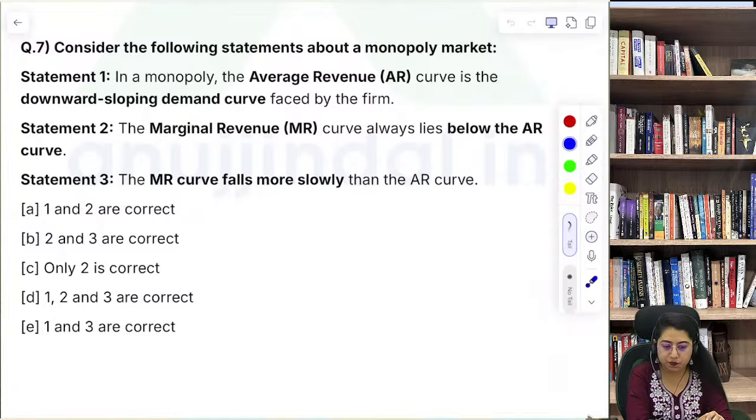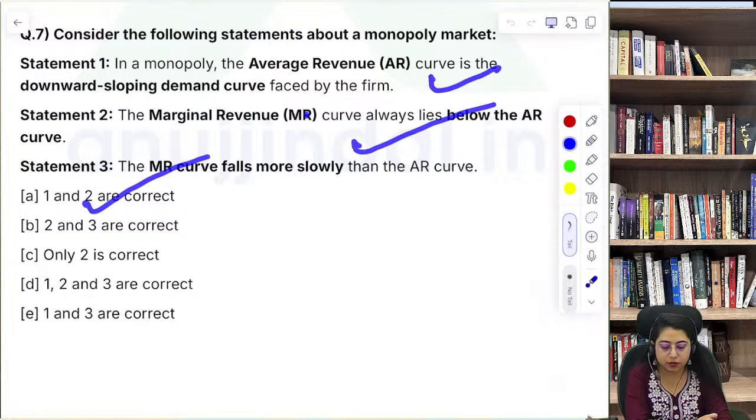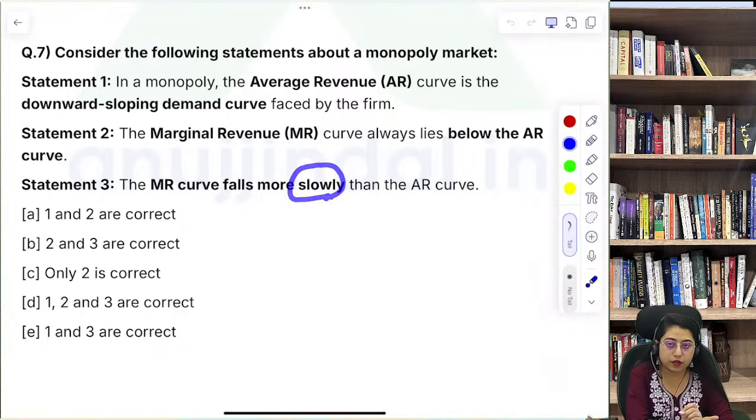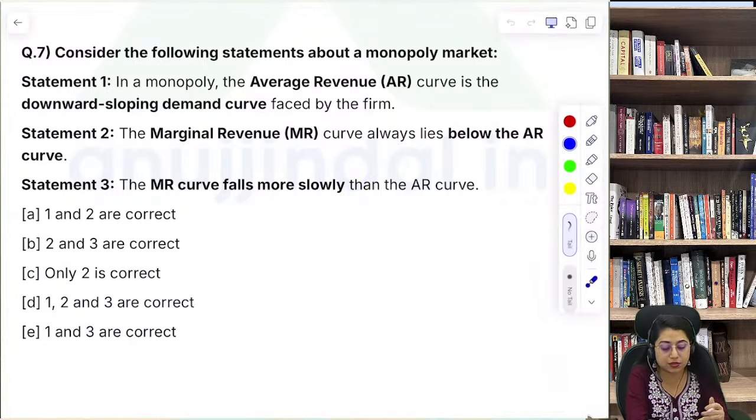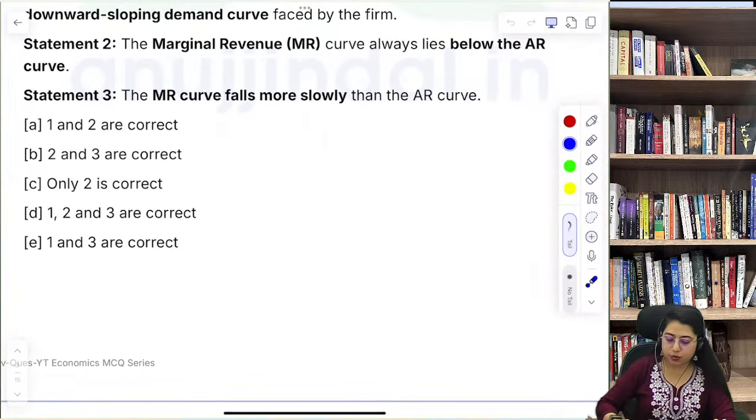Right, Anjali is right here. The right answer is A because the MR curve falls, but not slowly, it falls faster than the AR curve. This is the glitch over here. So the right answer is option number A. These two are correct. This is a confusing question because they have written that the MR curve falls more slowly than the AR curve, but here you have to see that it falls faster than the AR curve. Yes, the right answer is A for question number 7.